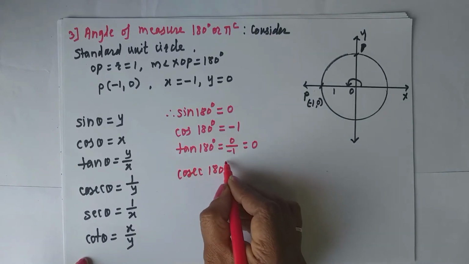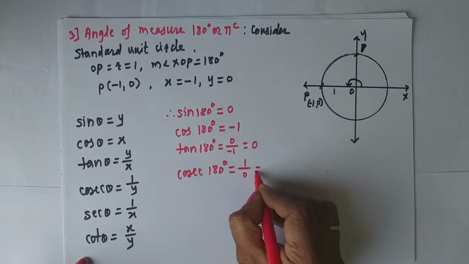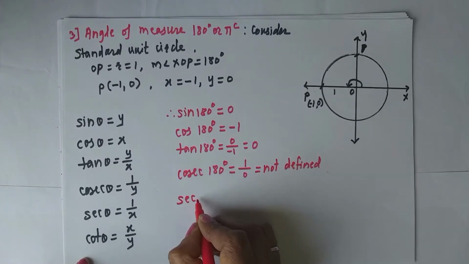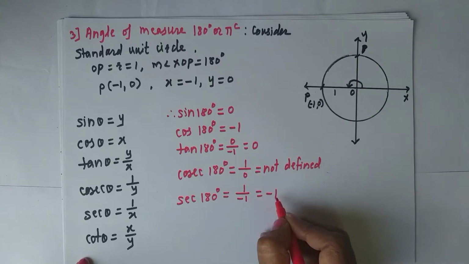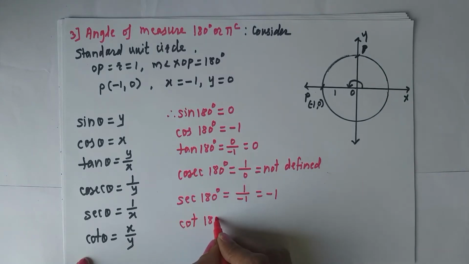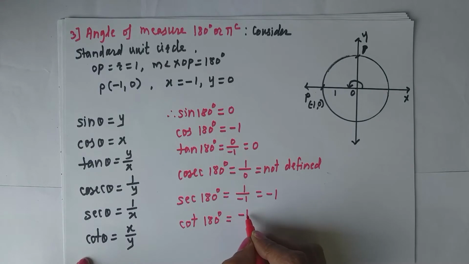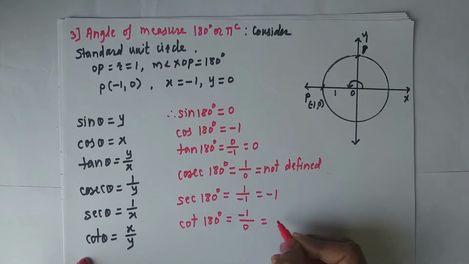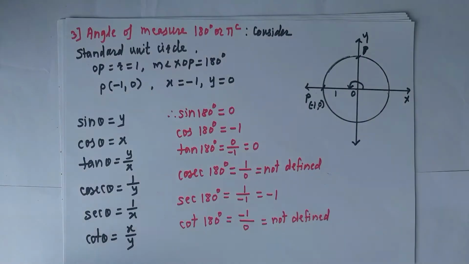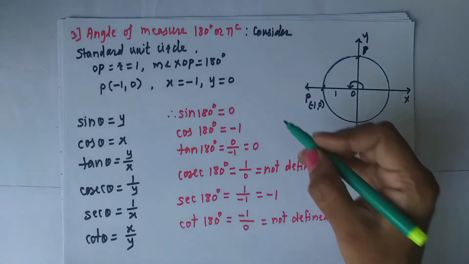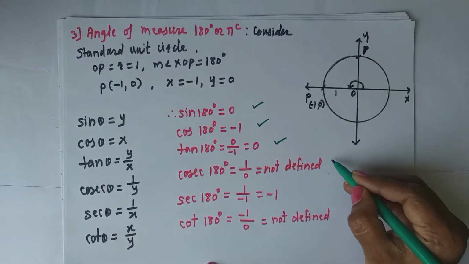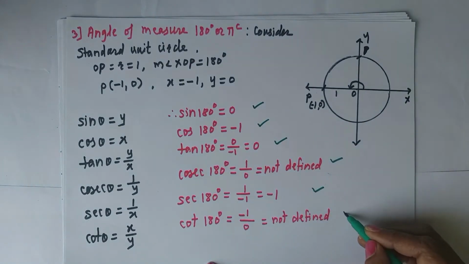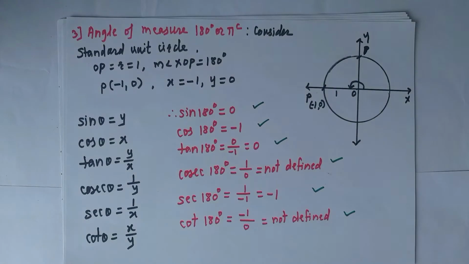Cosec 180 degrees, 1 upon y, 1 upon 0, not defined. Sec 180 degrees, 1 upon x, value of x minus 1, therefore minus 1. And cot 180 degrees, x is minus 1, y is 0, again not defined. In this way, you have found the values of sin 180 degrees, cos 180 degrees, tan 180, cosec 180, sec 180 and cot 180 degrees with reference to the standard unit circle.